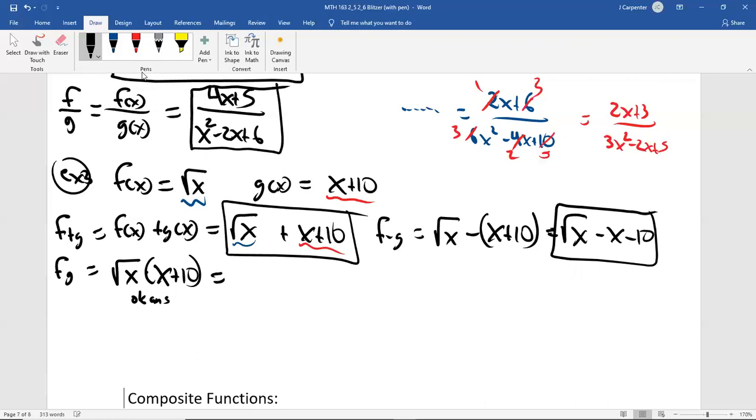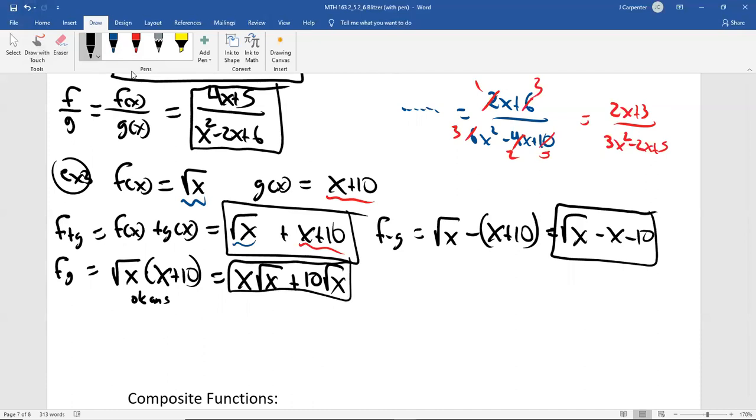But some people will say, well, I'm going to distribute it. Square root of x times x, one's out, one's in, so you can't really combine them. Just square root of x times x. I just wrote them in opposite order. Then plus square root of x times 10, the 10 goes outside, the square root of x stays inside. Those are not like terms because the first one has an x outside, the second one does not, so you cannot combine them. That is the answer.